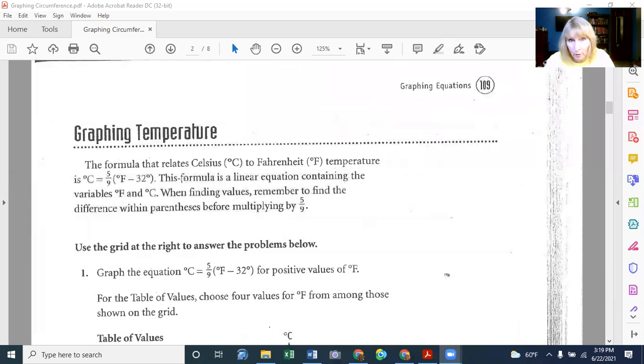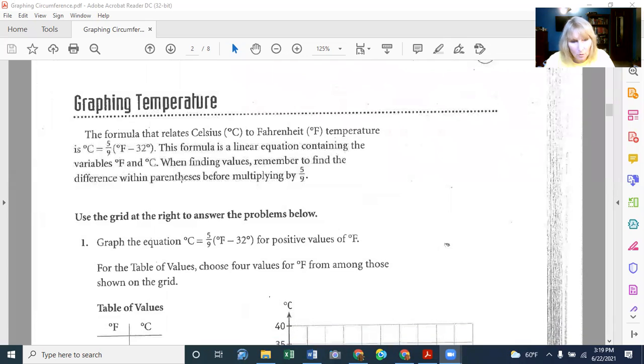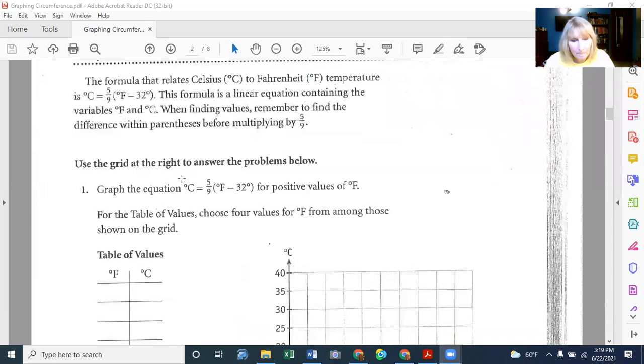And then graphing temperature is going to be very similar. I'm not going to go over that one. You just have a different formula. Celsius is equal to 5/9 times the quantity of Fahrenheit minus 32. So that's the formula you'll be using to do the exact same thing that I did on the first problem, just using a different formula.